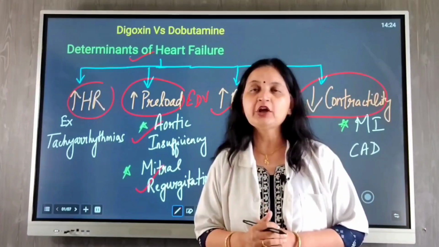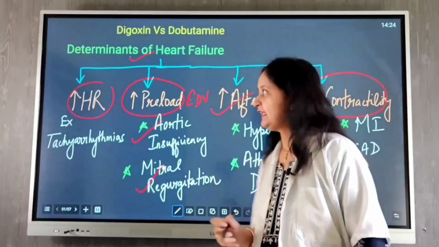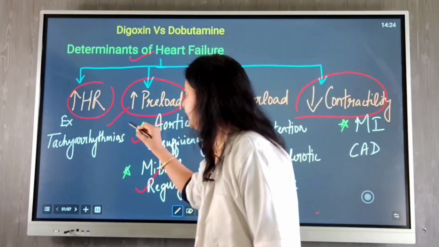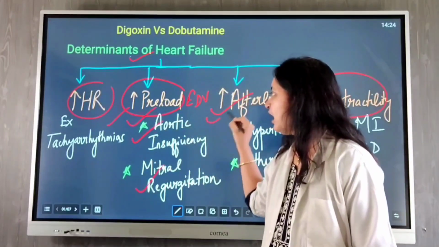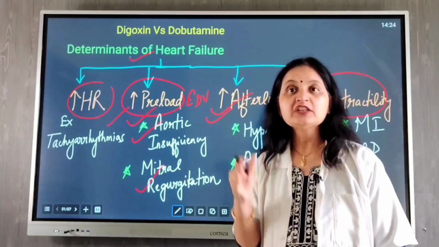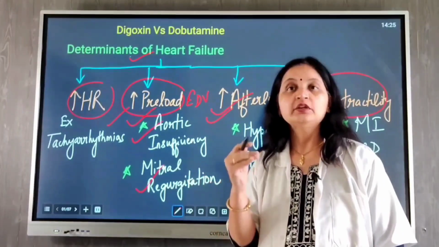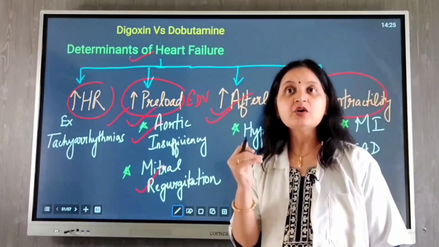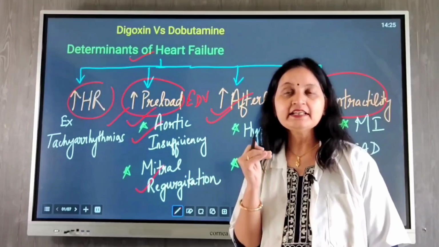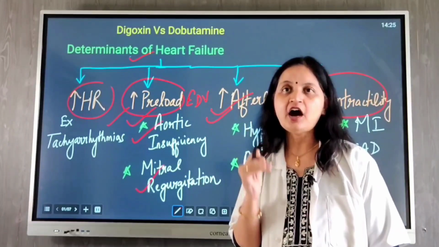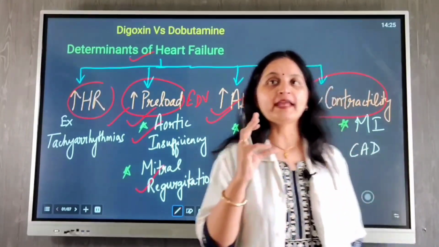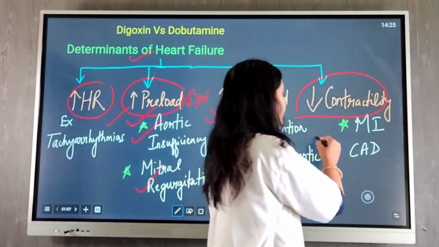So what is the therapeutic objective? As we can see, increased heart rate, increased preload, and increased afterload lead to increased workload on the heart. So the therapeutic objective is to decrease the workload on the heart by decreasing the preload, by decreasing the afterload. Also by increasing the contractility of the heart.